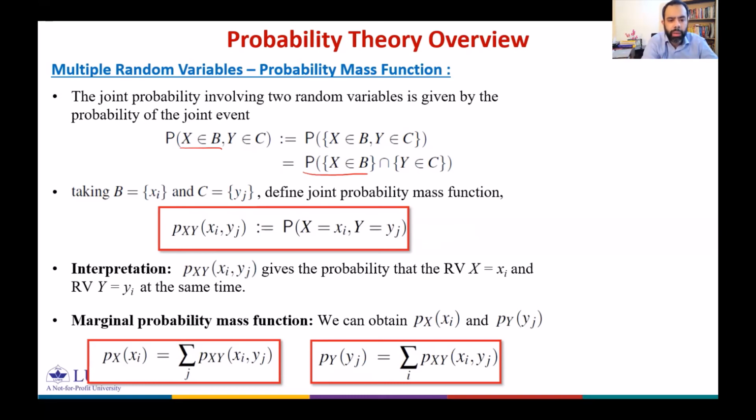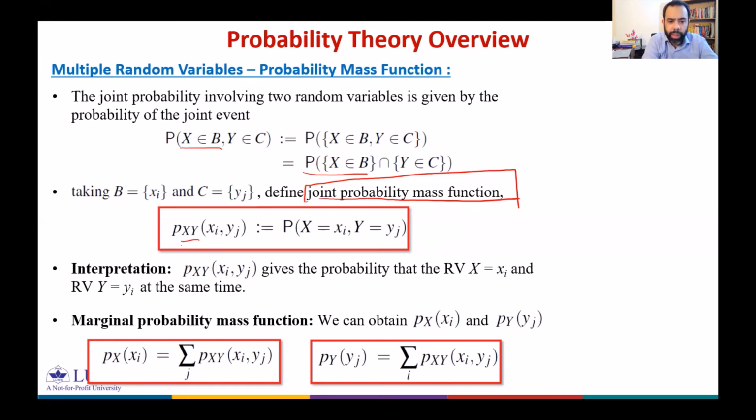For such an event, we can define, and this is important, the joint probability mass function. Right? We call it joint because it depends on both x and y. The interpretation is, so p_XY(x_i, y_j) quantifies the probability that the random variable x is equal to x_i and the random variable y is equal to y_j at the same time. Okay.